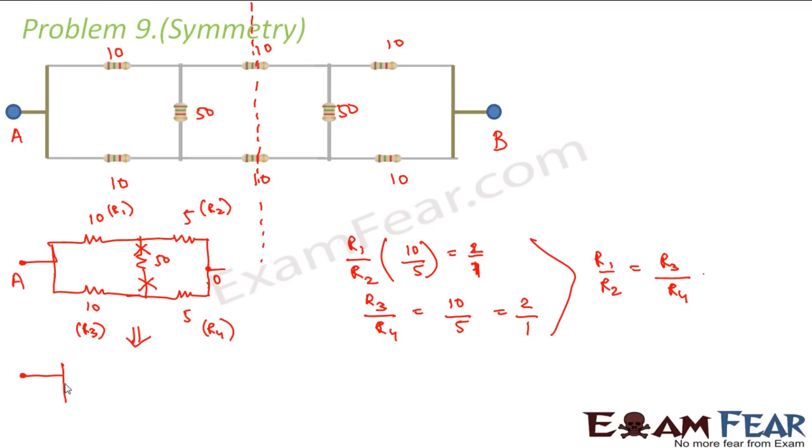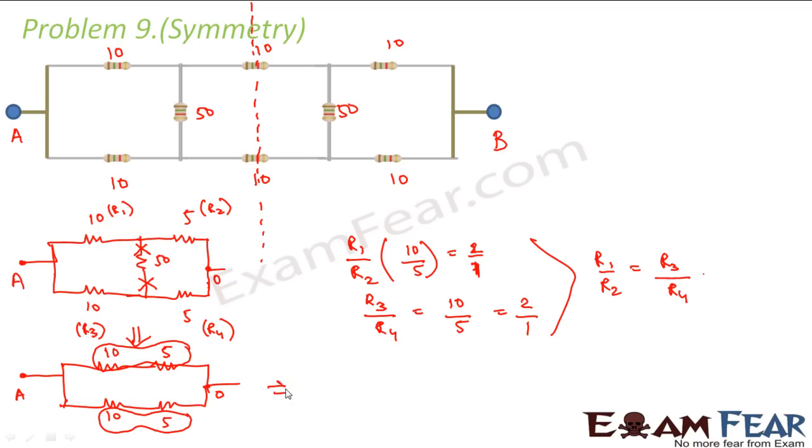So we can draw this circuit like this: 10 ohms, 5 ohms, again 10 ohms, and again 5 ohms. This is point A, this is the point O which I have called, this is 10, this is 5, this is 10, this is 5. Now this 10 and 5 are in series, and similarly this 10 and this 5 are in series. So you can further simplify the circuit: instead of drawing 10 and 5, you can just write 15 because of the series combination. Similarly, 15 here. This is A and this is O.